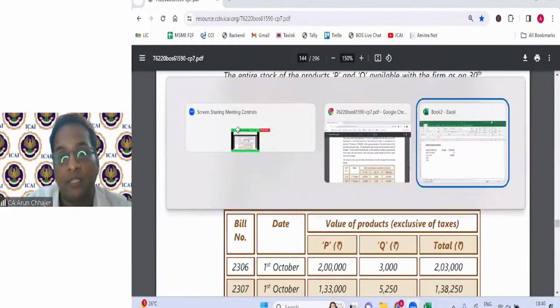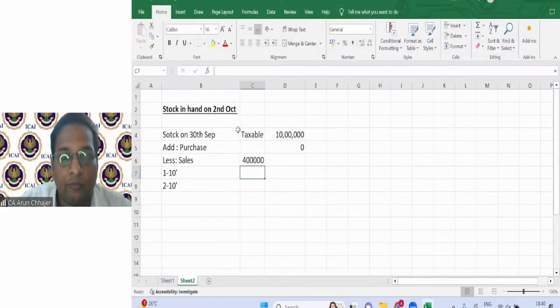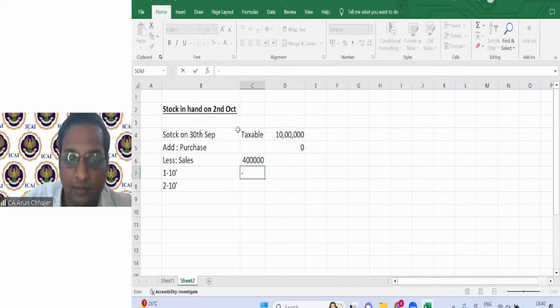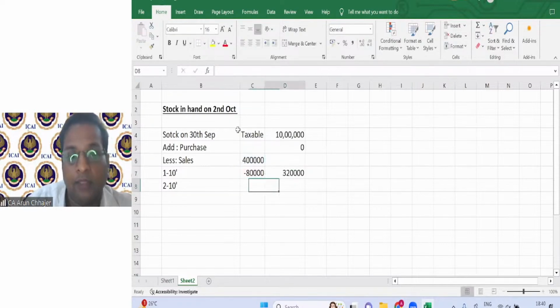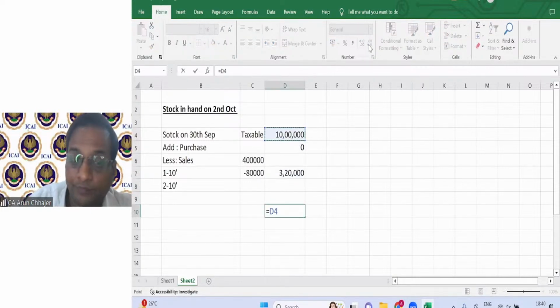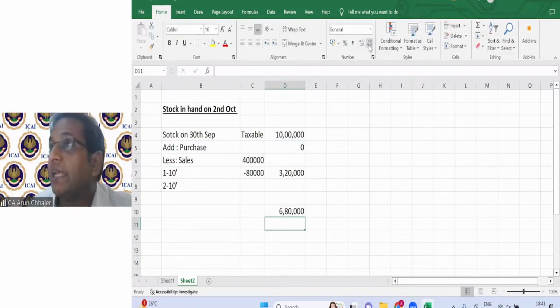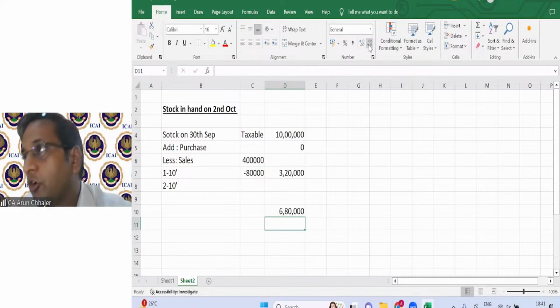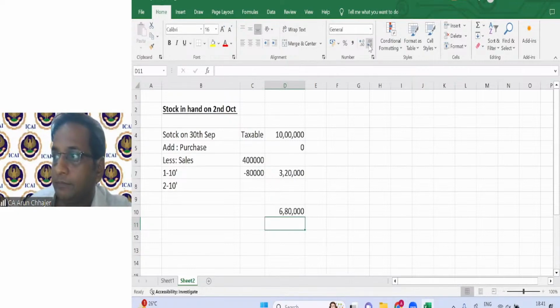Cost of sale. So I can say minus 20%. So this becomes 3,20,000, the cost of sales. और मुझे कॉस्ट ऑफ सेल क्या करनी है? माइनस करनी है, राइट? सो हियर आई कैन से 6,80,000 is nothing but the stock on 2nd October. ठीक है.